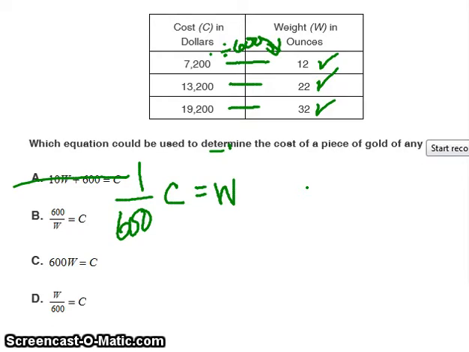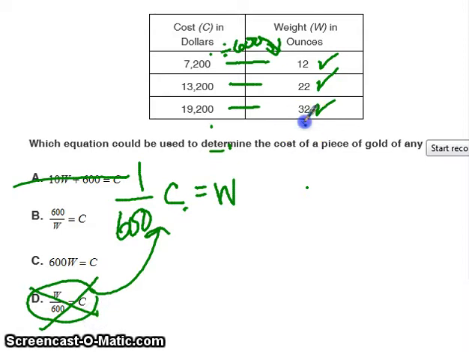So is it B, is it C, or is it D? All right. I'm not seeing this choice over here. I'm not seeing 1 over 600 times C is equal to W. This is not the same as that. Okay, it's saying divide the weight by 600 to get the cost, and that's not true. That's not it.